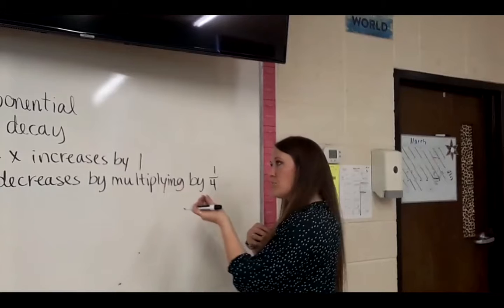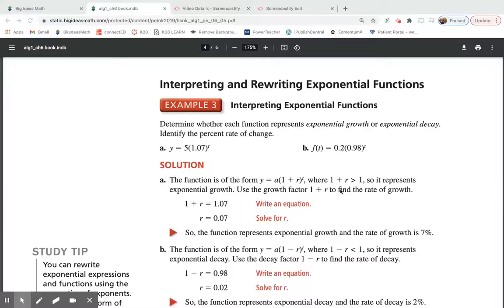So since it's getting smaller, that is decay. On example 3, now we're going to be interpreting exponential functions. It just says determine whether each function represents exponential growth or exponential decay, and then identify the percent rate of change. So they just want us to identify r as a percent once we determine if it's growth or decay.